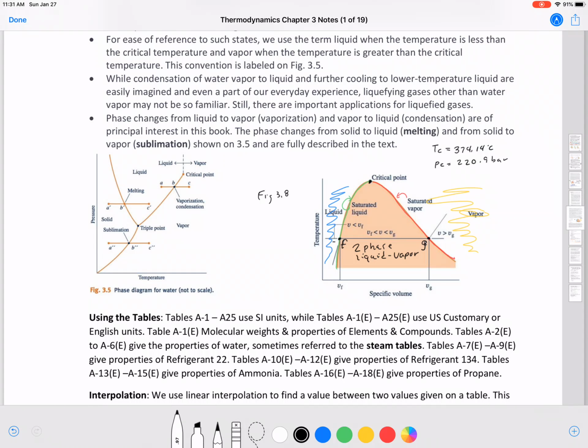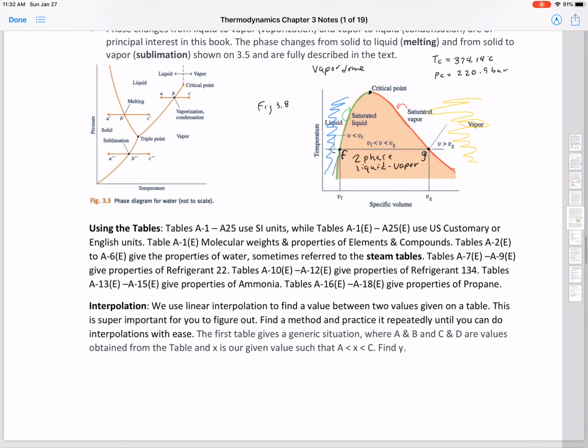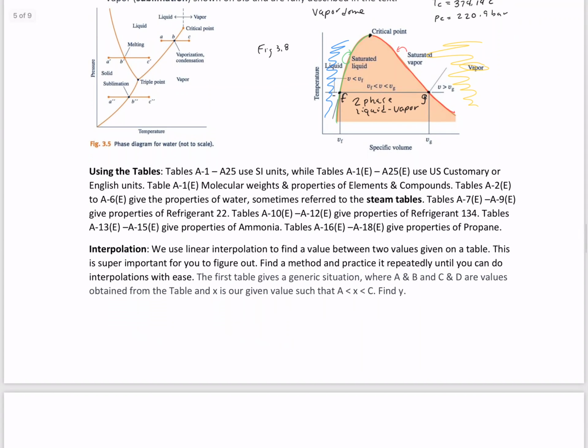That is what's in this dome, or the vapor dome. So when you're in the dome, you have two phases, liquid and vapor. And when you're outside, you're on one side or the other, you have vapor or liquid. Using our tables, we'll go through some other examples.